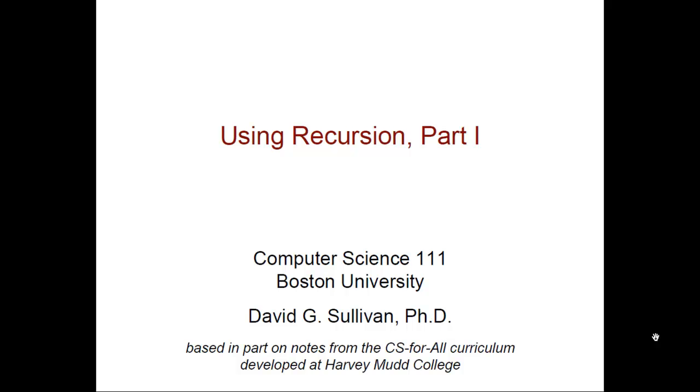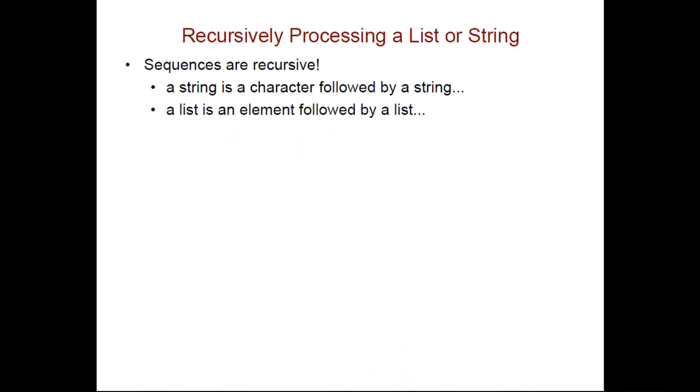In this video, we're going to look at some examples of how we can use recursion to solve problems. One example is using recursion to process a sequence, either a list or a string. And what's nice here is that sequences are inherently recursive. You can think of a string as a character followed by another string. You can think of a list as a single element followed by a list.